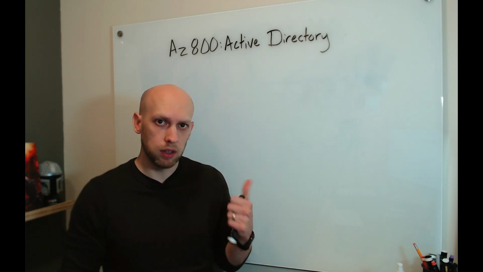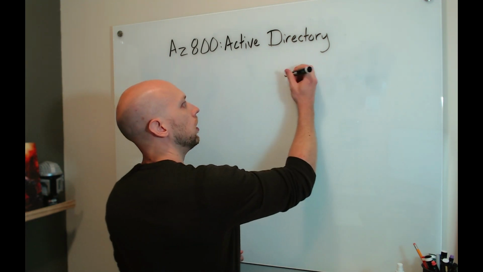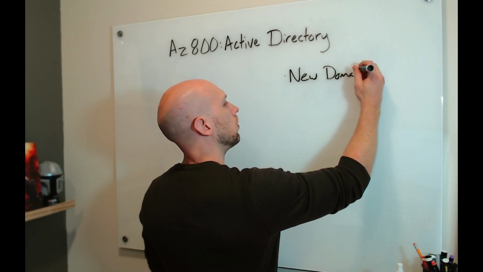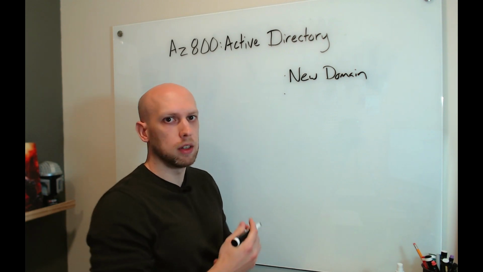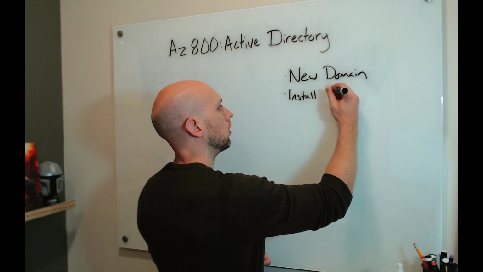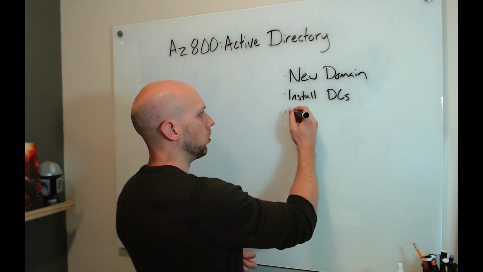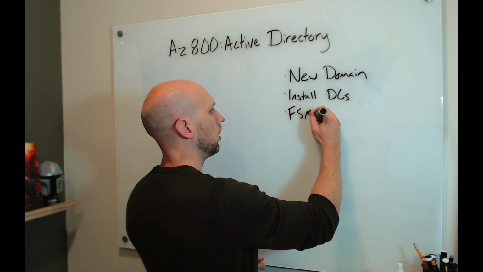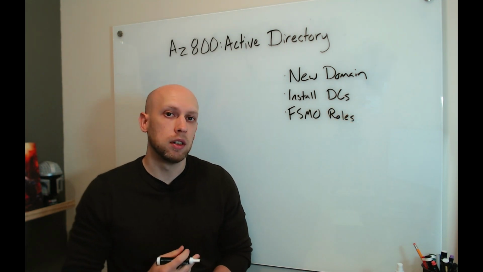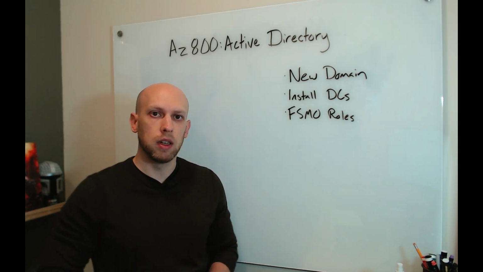The first section in Active Directory, we're really going to talk about three topics. That's going to be 1, how to set up a new domain. 2, we're going to look at configuring and installing domain controllers. And then finally, we're going to cover a topic called FSMO Roles, what those are and how to set them up. This particular lesson is pretty small content-wise, so it should be pretty quick and easy. And let's go ahead and get into it.